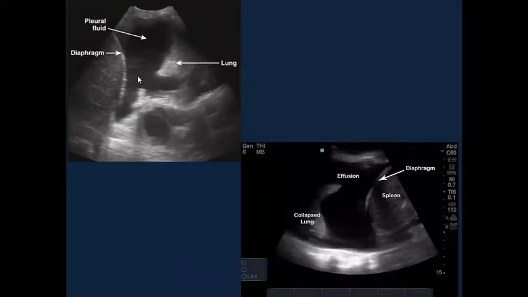So this is another example of a chest ultrasonography, where you can appreciate the diaphragm. Obviously, this looks like liver tissue below the diaphragm, and then that is lung, and a huge amount of fluid here. This must be on the right side. This is on the left, where you can appreciate the diaphragm, spleen, a huge amount of fluid, and the collapsed lung due to the fluid.